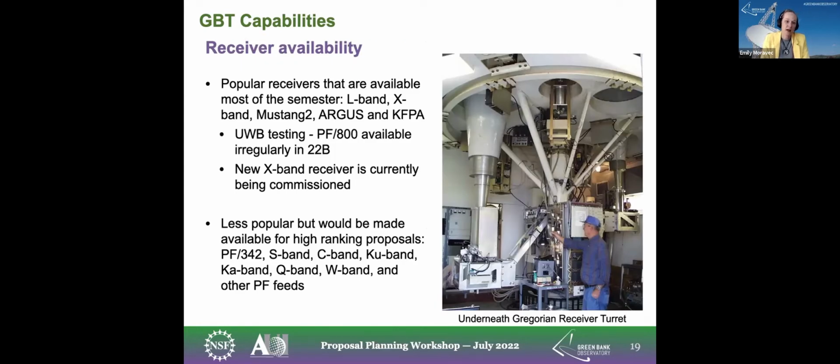So as I was mentioning, there is only a certain number of receivers on the telescope at a time. So most of the most popular receivers are available most of the time. So that's L band, X band, Mustang 2, Argus, and KFPA. And the ultra wideband instrument is still being tested, and the X band receiver is also being currently commissioned, etc. The less popular receivers will be made available, but usually for high-ranking proposals that come through. So those will be made available on a less frequent basis. And here's an image of what it looks like underneath the Gregorian receiver turret.